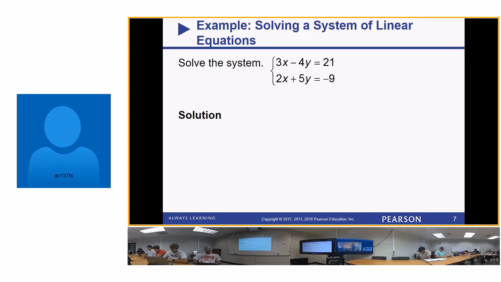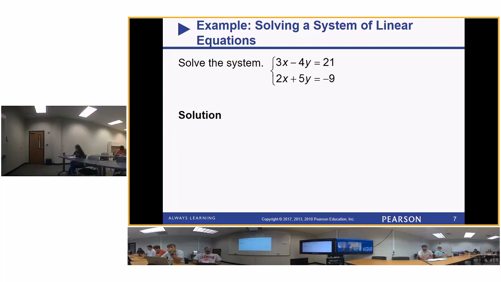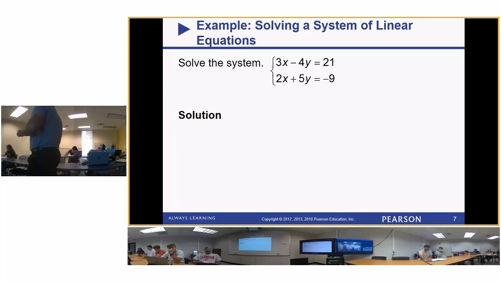Graphing, and we are recording. Graphing is the most inaccurate way. Why? Because sometimes you can't interpret the middle of your boxes on a what? On a piece of graph paper. And you may be a little bit off.